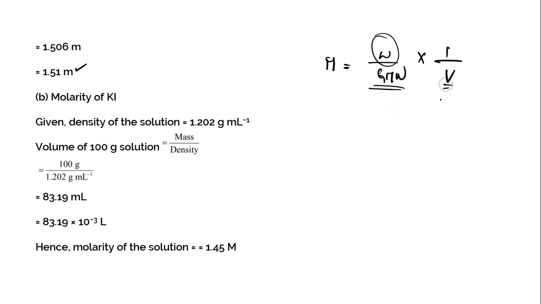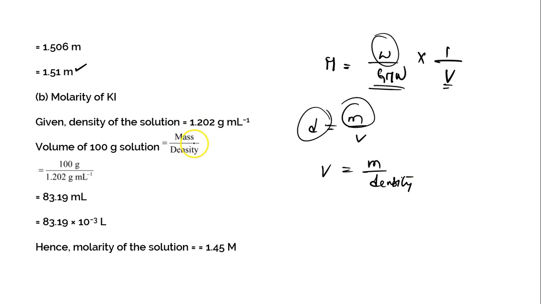And coming to the volume, how do we calculate volume? We can derive volume from density. We know that density is equal to mass by volume. You know the density of the solution, which is already given in the question. And at the same time, you already know the mass. So since you know density and mass, volume can be calculated. Volume is mass by density. So what is mass? Mass is 100 grams of solution divided by density, 1.202. When you simplify, it is 83.19.